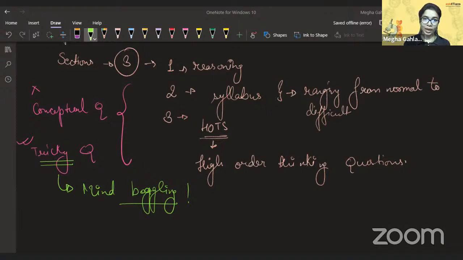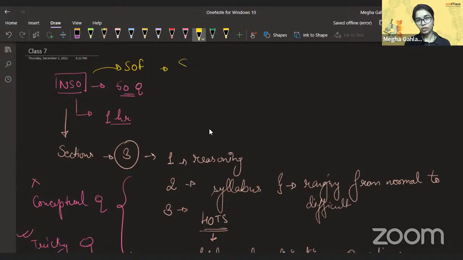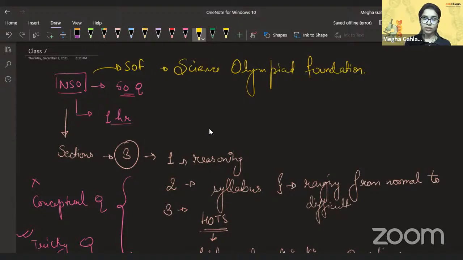Now, moving ahead, these NSOs are conducted by the SOF, that is your Science Olympiad Foundation, every year. Maybe you should know about the rules as well. So as I said, conducted by SOF, that is your Science Olympiad Foundation. Right? Moving forward to the different sections that there are.